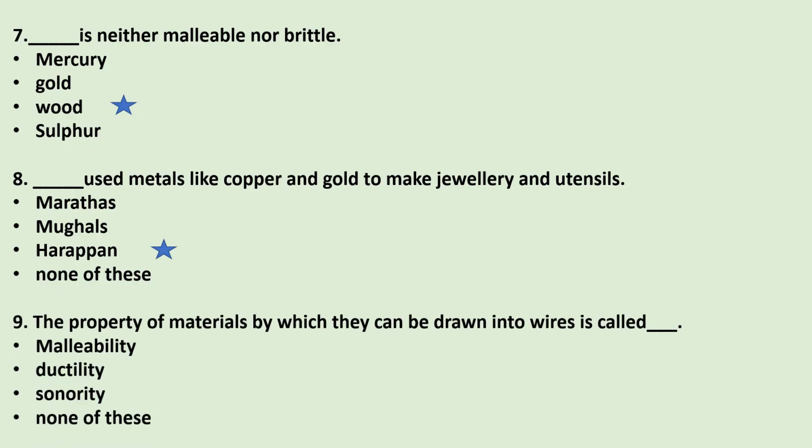Question number 9. The property of materials by which they can be drawn into wire is called malleability, ductility, sonority, or none of these. So the correct answer here is ductility.